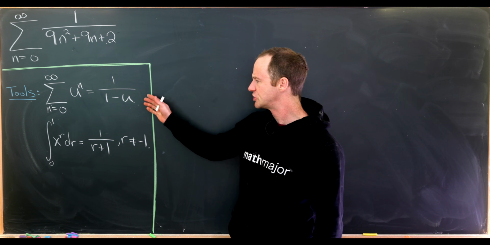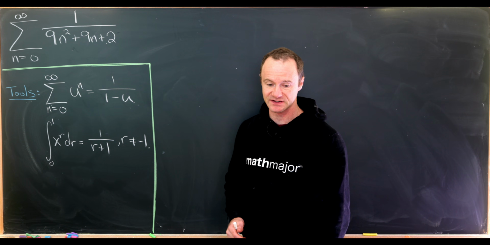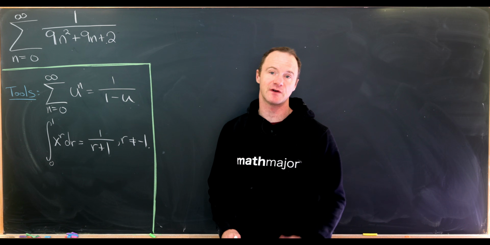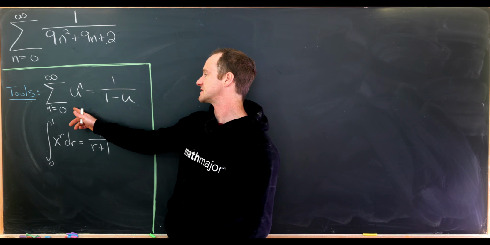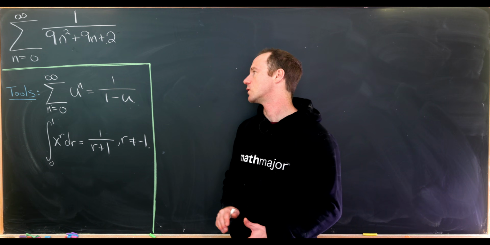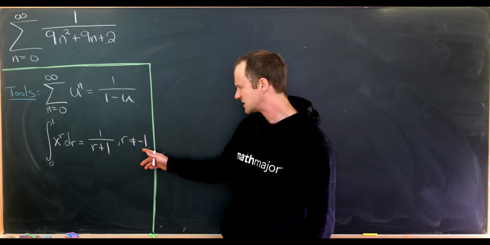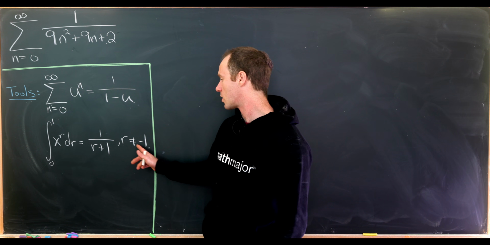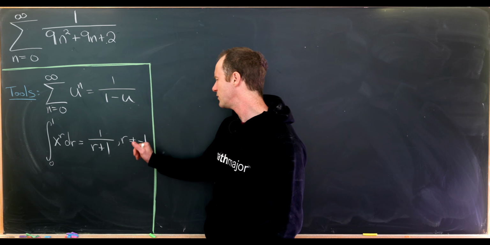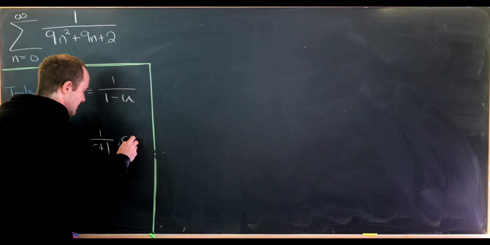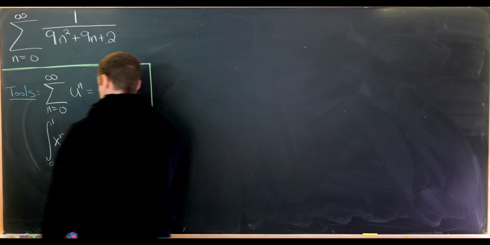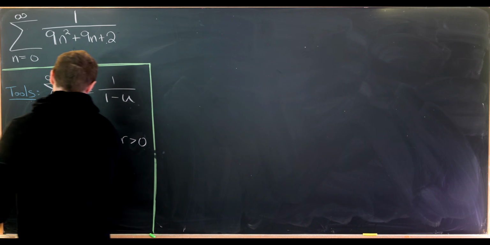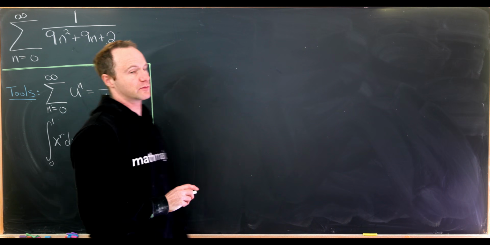And we'll use the following two main tools to evaluate this sum. So the first one is the sum of a geometric series. If the absolute value of u is less than 1, we have the sum as n goes from 0 to infinity of u to the n as 1 over 1 minus u. And then next is related to the power rule from Calculus 1. So if r is not equal to minus 1, or maybe we should say really we need r to be bigger than 0 here, then the integral from 0 to 1 of x to the r dx is equal to 1 over r plus 1.